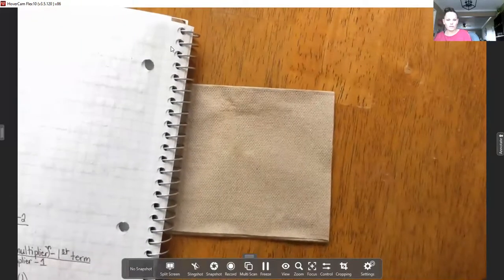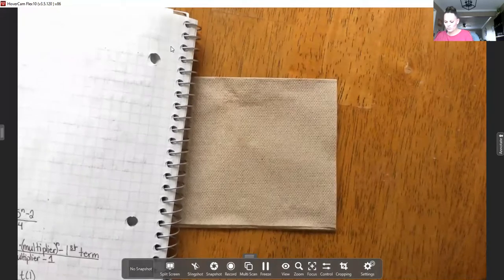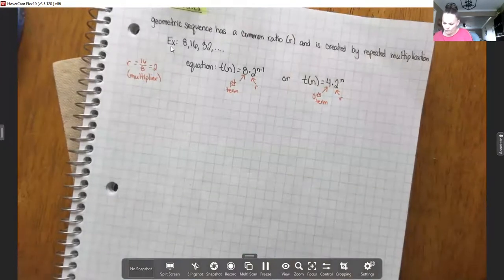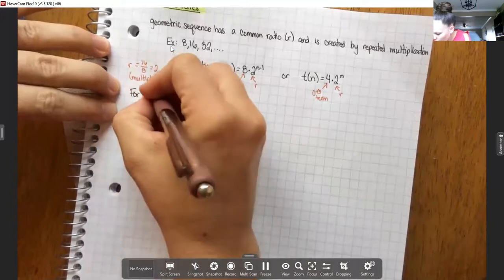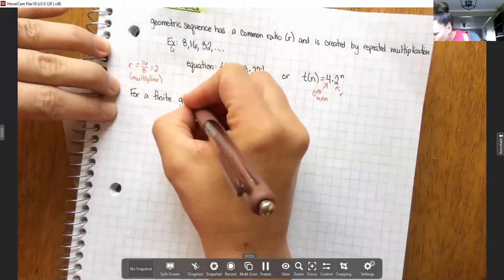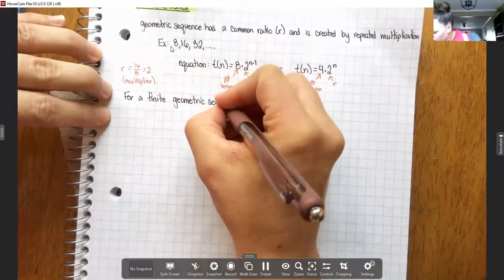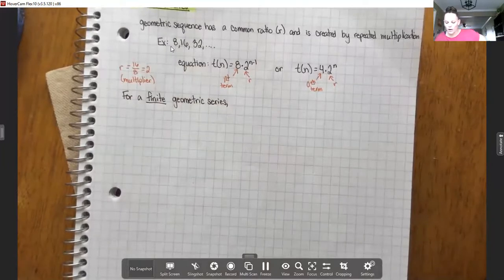Okay. I just want to make sure I'm using the same notation on the last problem. So for a finite geometric series, finite means it ends. We're going to look at some problems tomorrow that are going to be infinite.